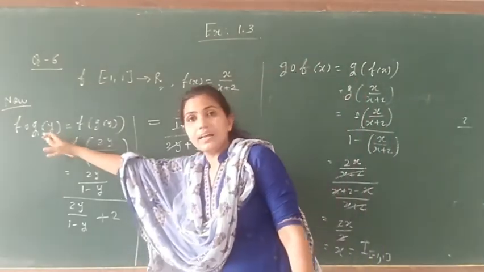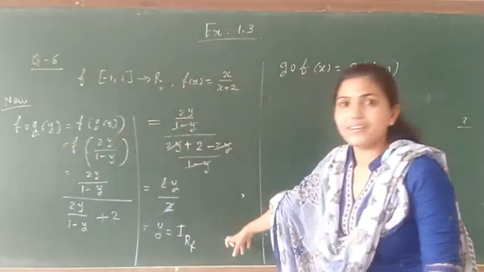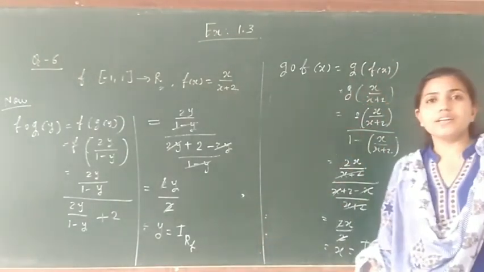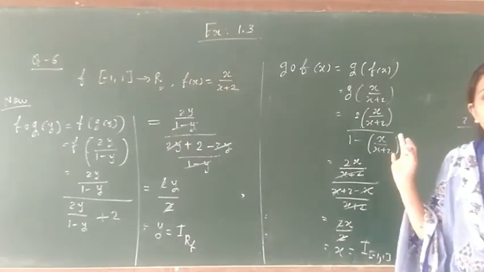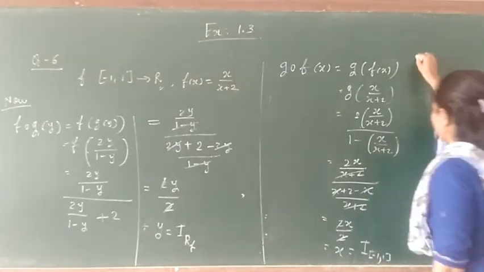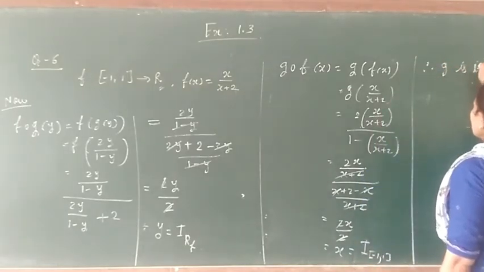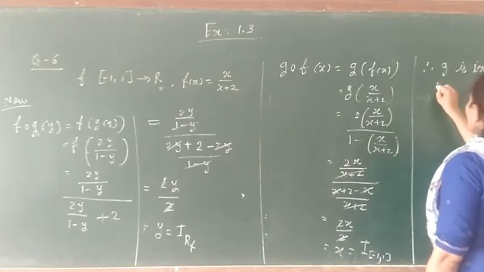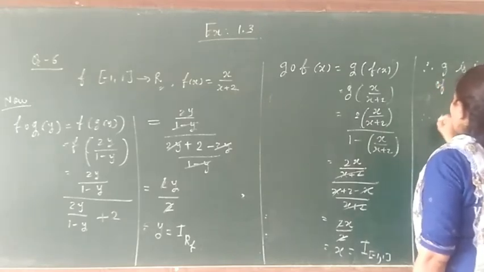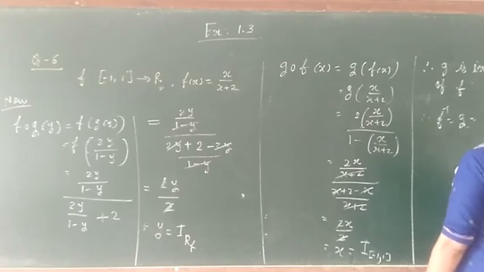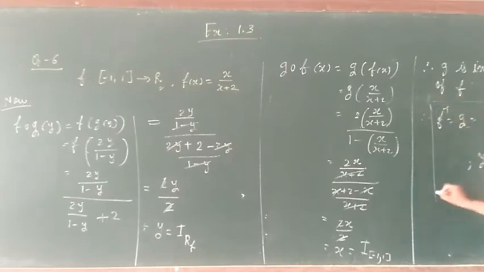And then we have shown that f composition g is an identity on the range, and g composition f is the identity on [-1, 1]. As these two properties are satisfied, we can say g is the inverse of f, and therefore f inverse is equal to g, which is 2y upon 1 minus y for all y belonging to the range of f. So this is your answer.